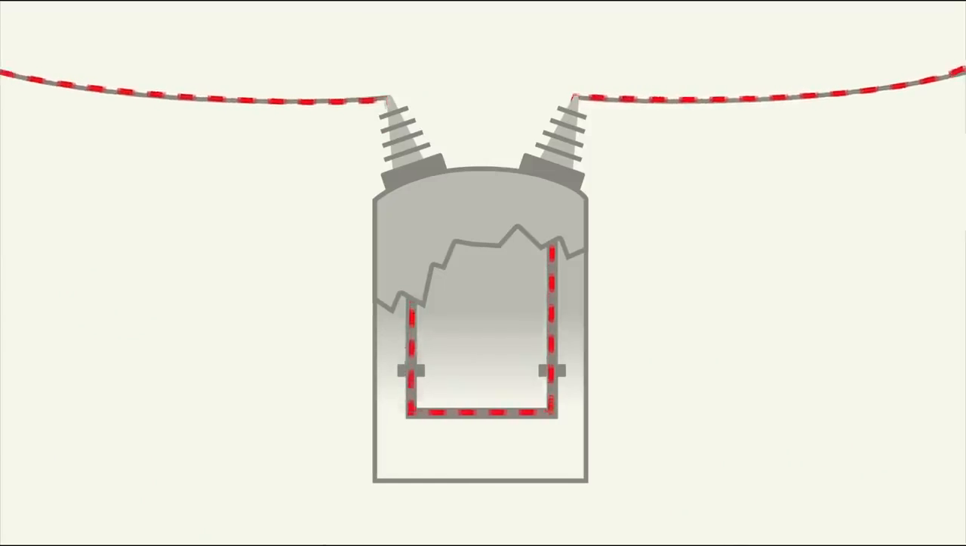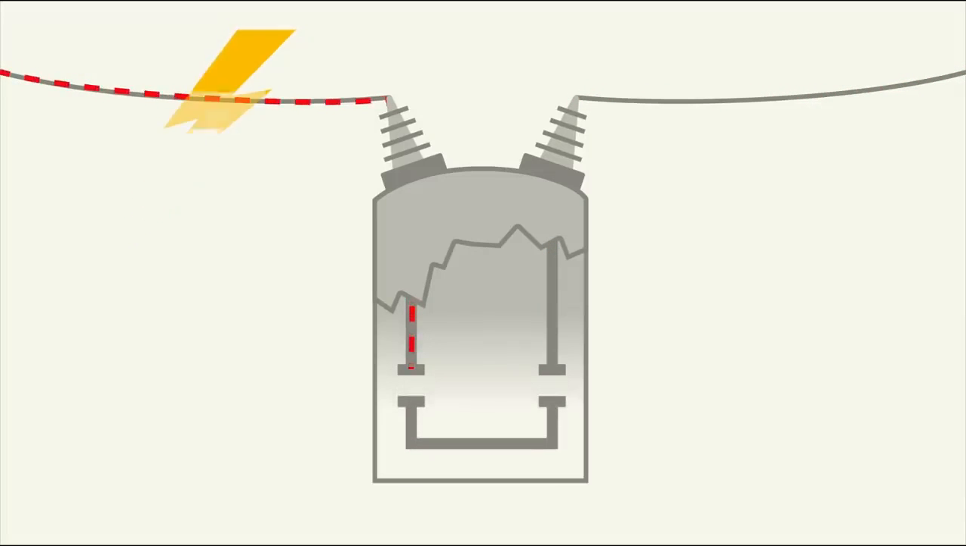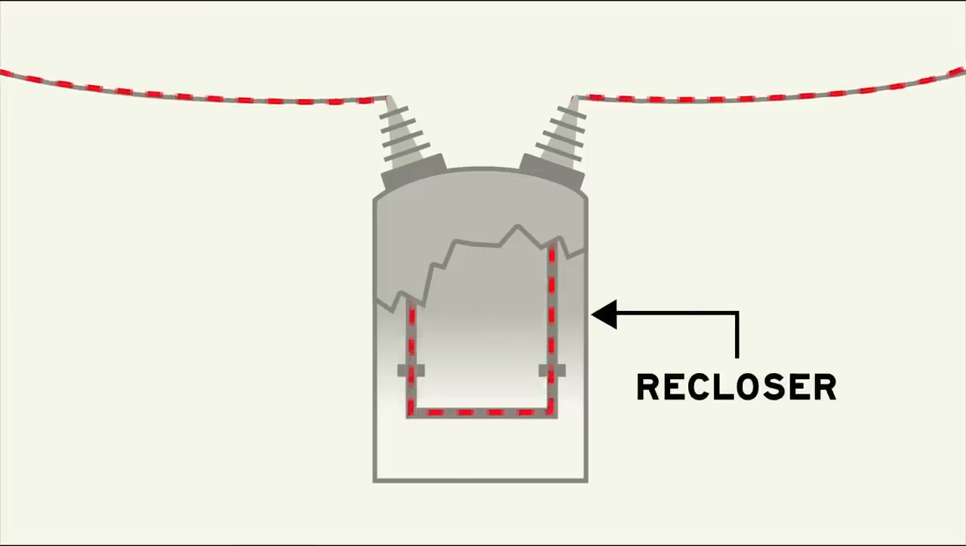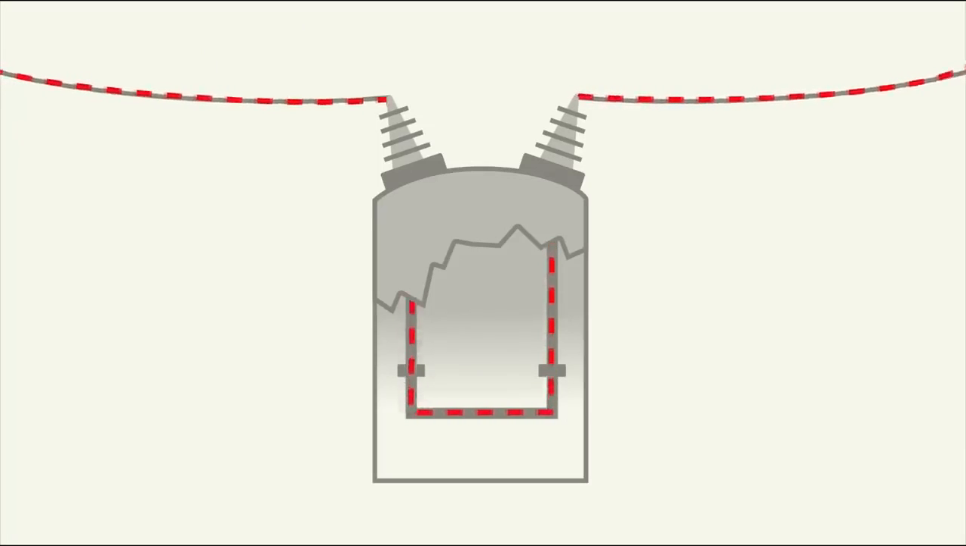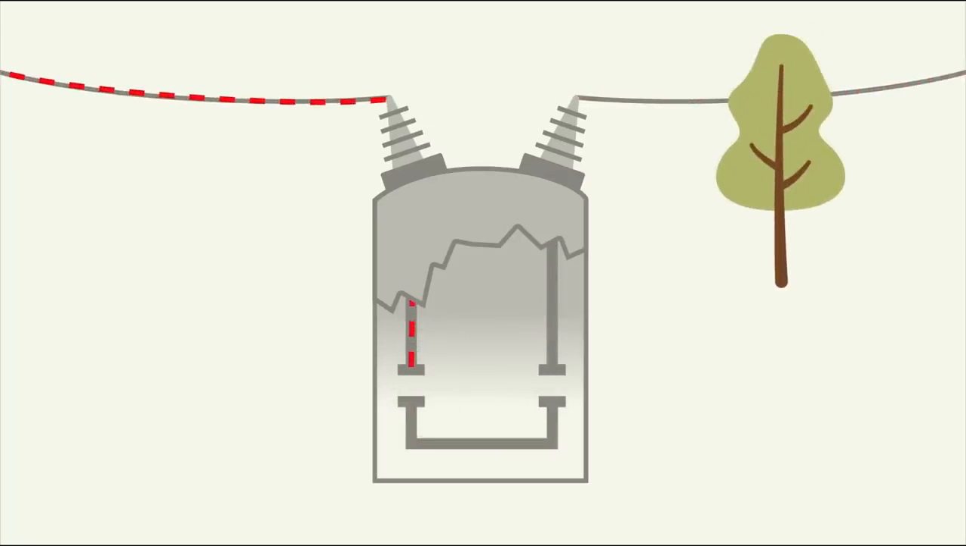Many faults are temporary, like lightning strikes or swaying tree branches. A special kind of circuit breaker called a recloser can interrupt current for a short period of time and re-energize the line to test if the fault has cleared. Reclosers usually trip and reclose a few times depending on their programming before deciding that a fault is permanent and locking out.